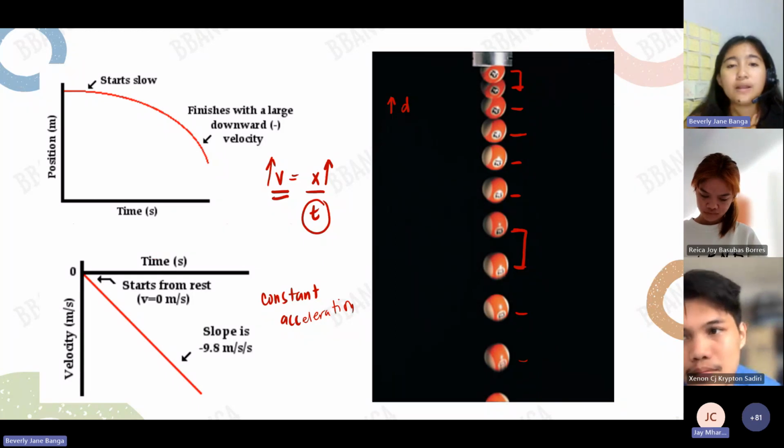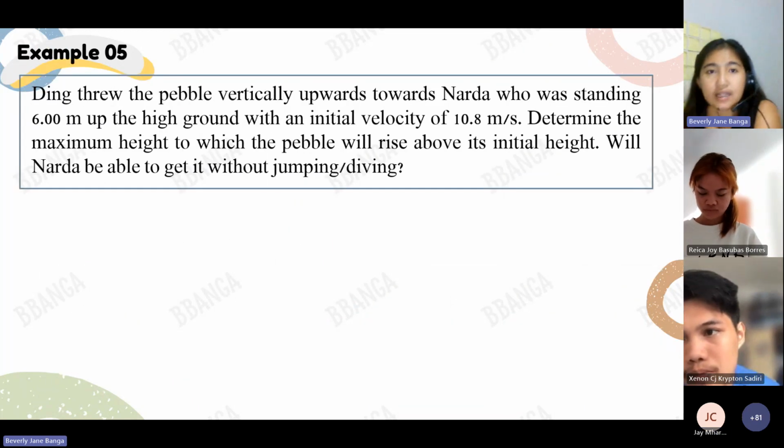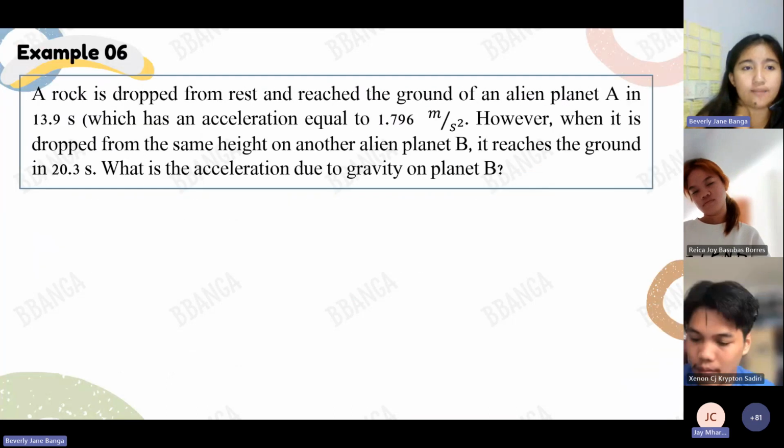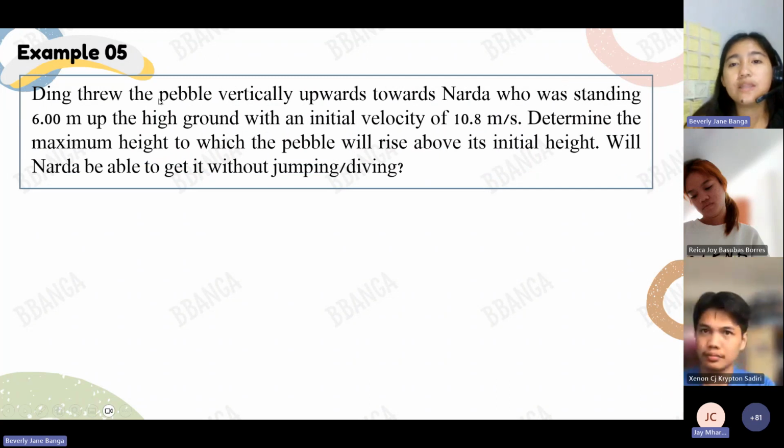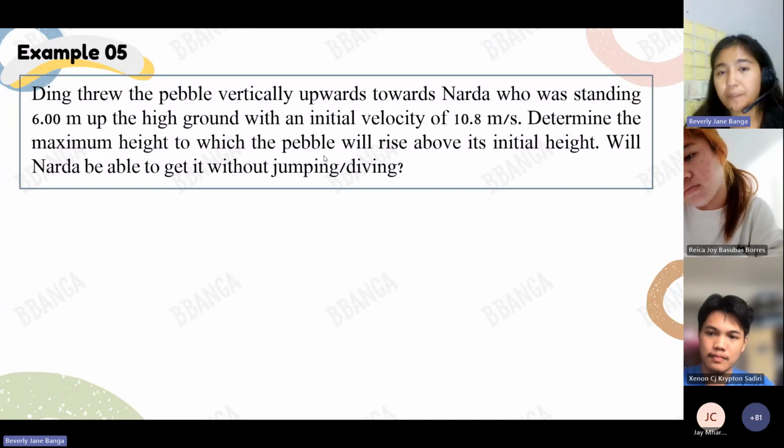Okay? So, balik tayo dun sa mga examples natin. Let's answer the next few examples. Last two examples naman na to. Okay? So, sabi dito, Ding threw the pebble vertically upwards to Narda, who was standing 6 meters up the high ground with an initial velocity of 10.8 meter per second. Determine the maximum height to which the pebble will rise above its initial height. And then sabi dito, will Narda be able to get it without jumping or diving?